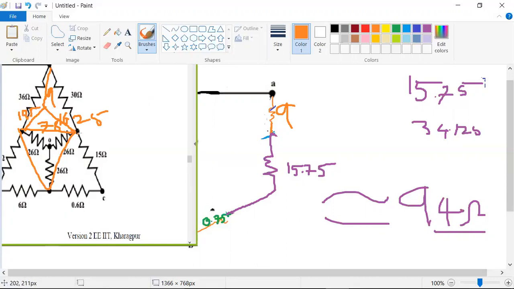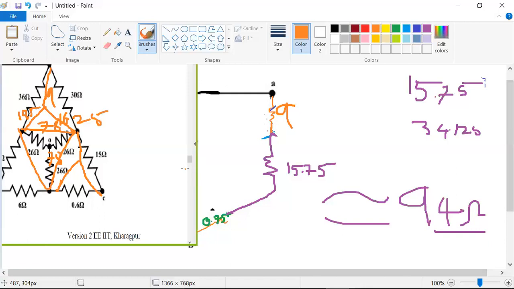From here again you need to convert from star to delta. Then you need to add these two elements, 16.25, and this value will be removed, and it means 26. 78 into 15. So it will become 78 plus 15 plus 0.6. Then the value will be 93.6.